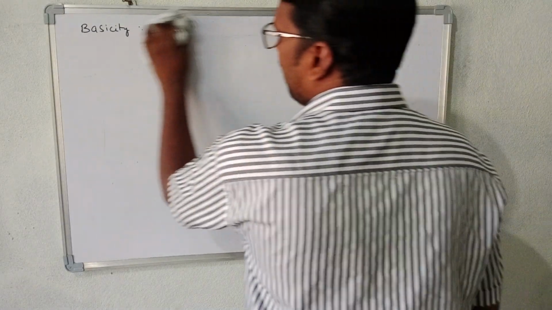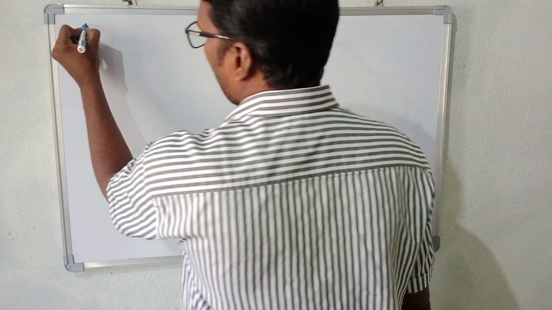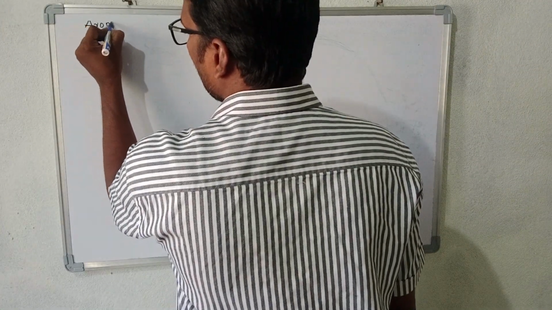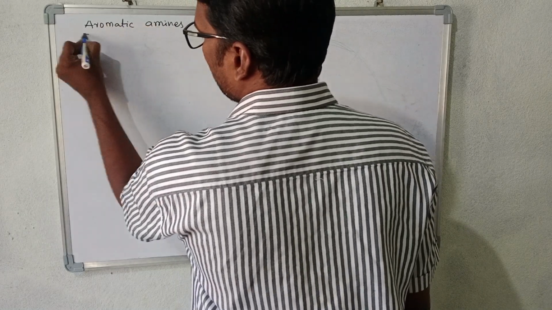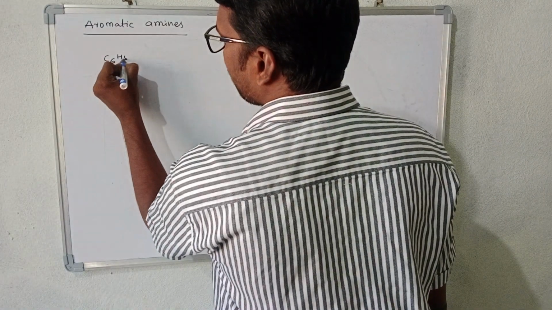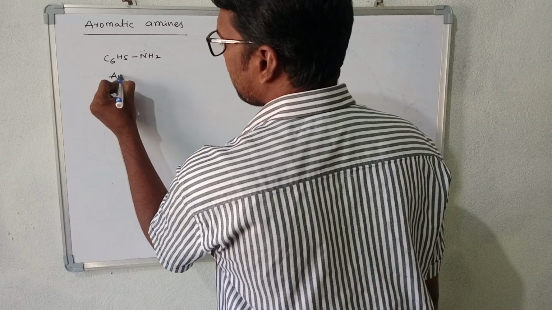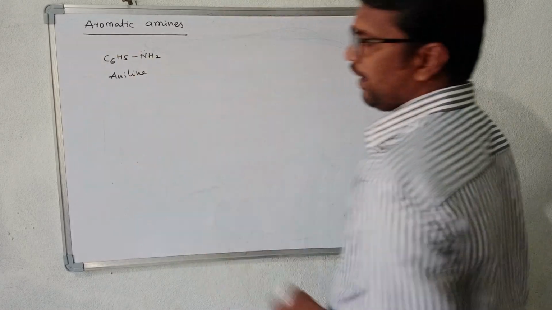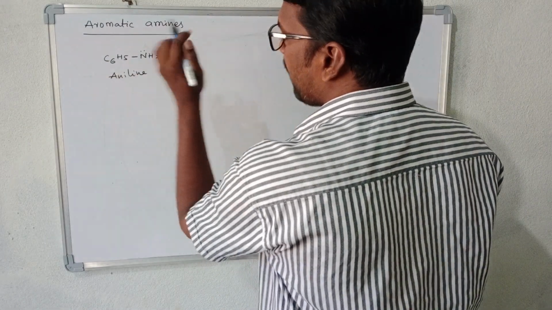Right. Now we take aromatic amines. Within the aromatic amines, we now want to see which is more basic. Within the aromatic amines, we see C6H5NH2, where NH2 is present on a benzene ring. It is called aniline, and it is an aromatic primary amine.